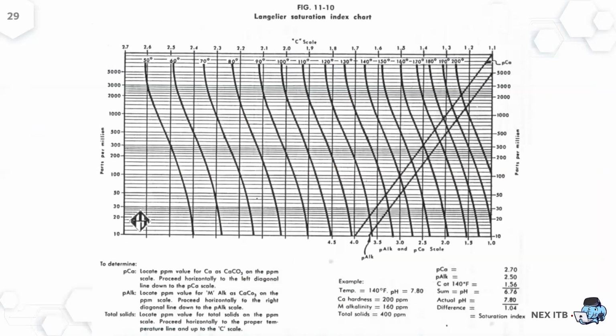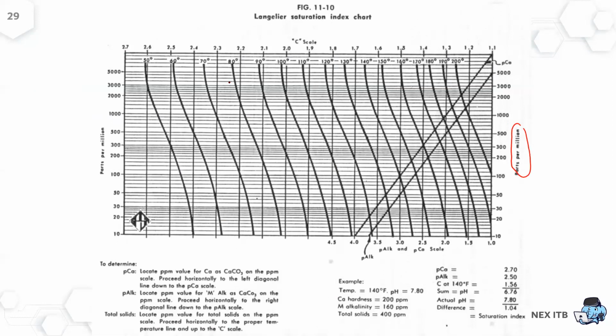Okay. Besides using the formula, we can also use this chart in order to calculate the LSI, or Langelier Saturation Index. So we can use the LSI chart. How do we actually use it? We can see from here that for the y-axis, we have ppm.